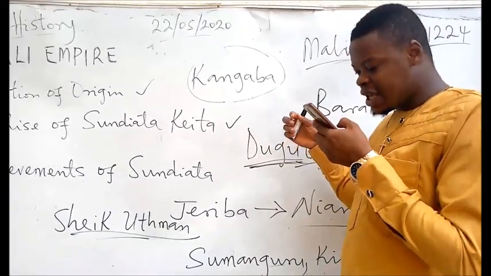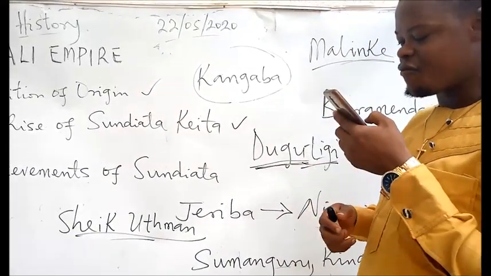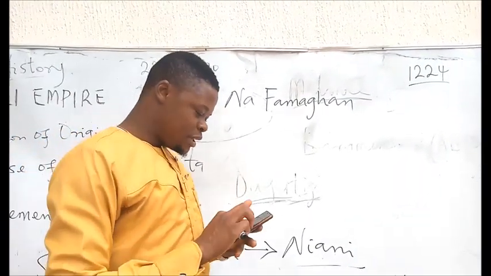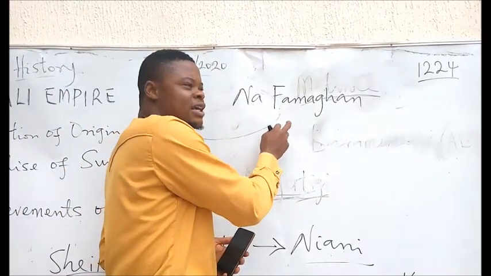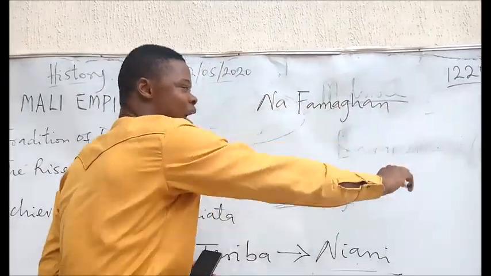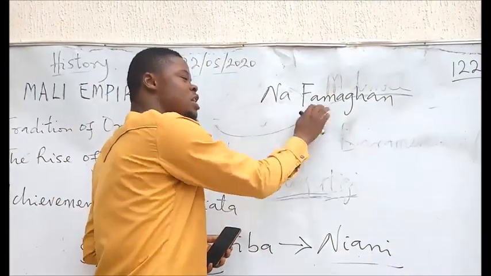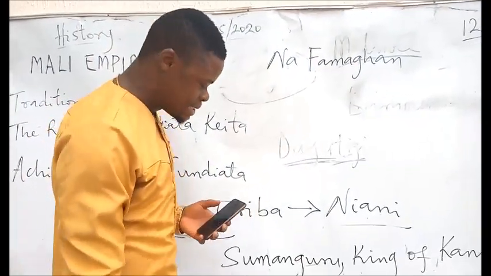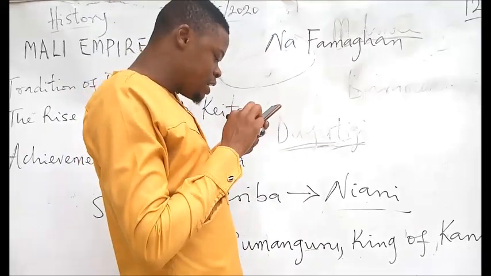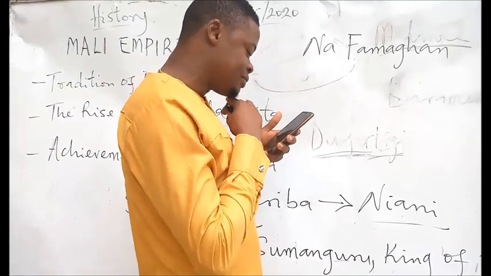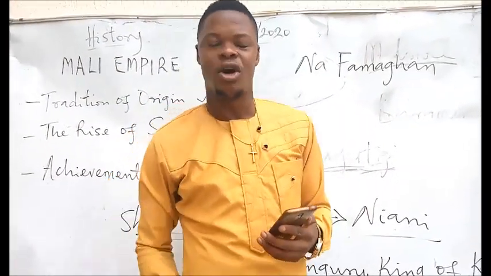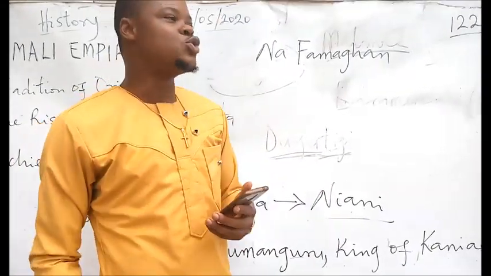The current king in those days was Famahan. So I said that the Keita king ruling the Kangaba Empire in those days was Famahan. So this king was sent into exile by Sumanguru of Kaniaga. So when he was sent into exile, he left the empire and left his family at the mercy of Sumanguru. So what did Sumanguru do?